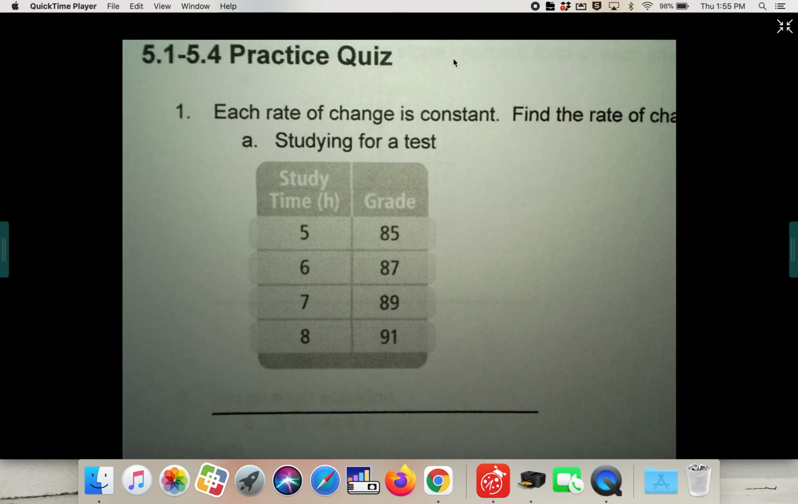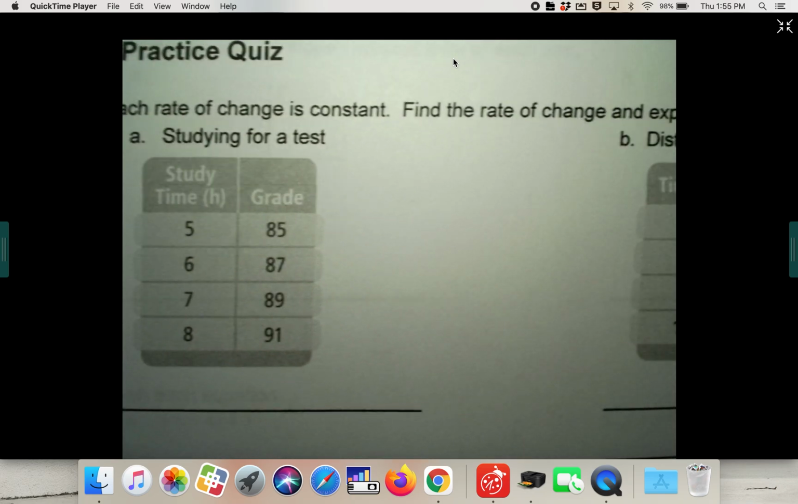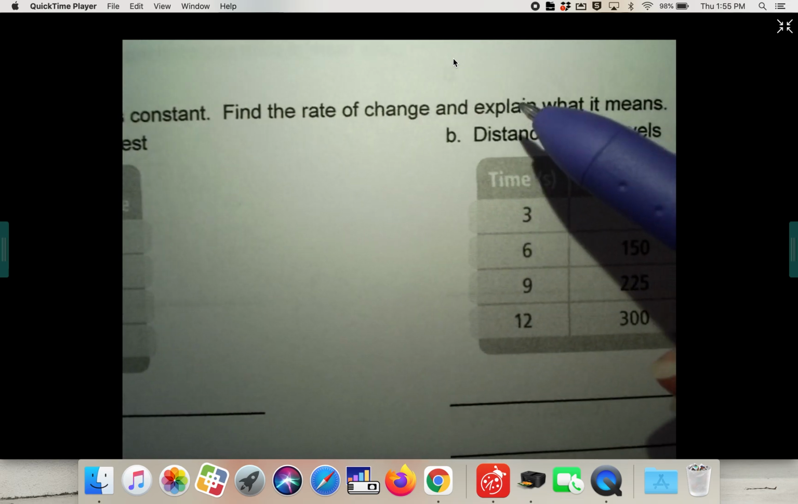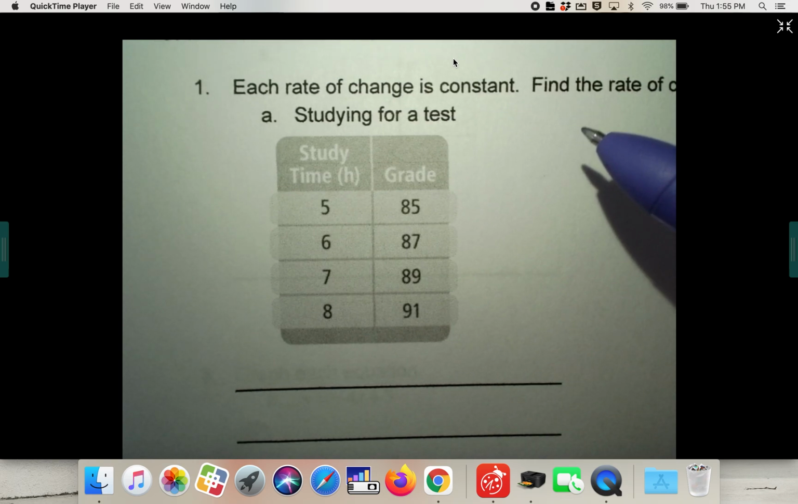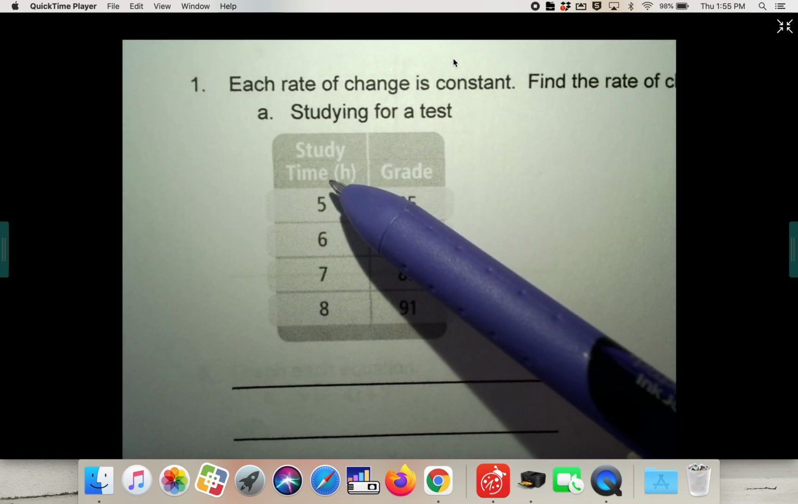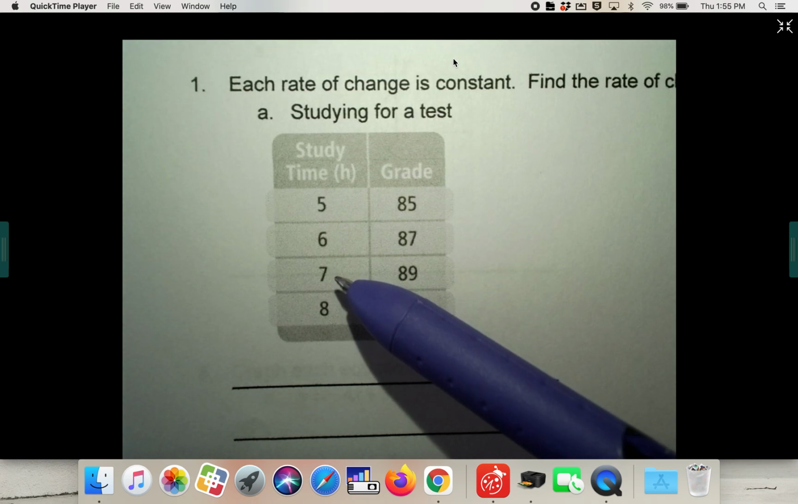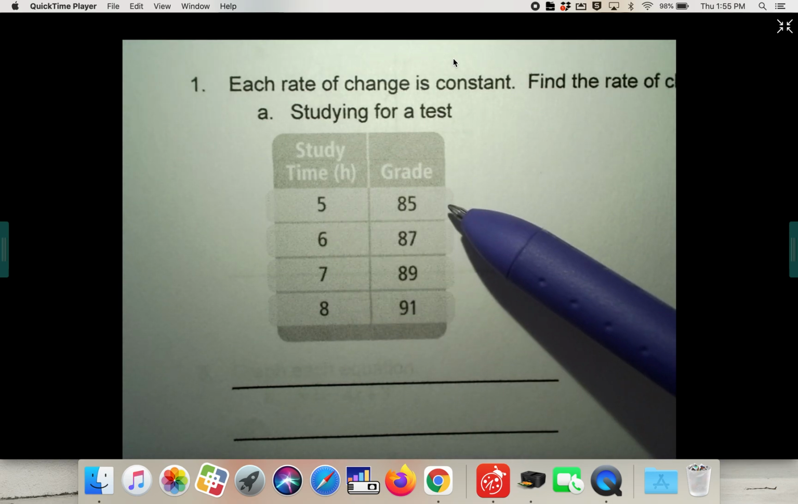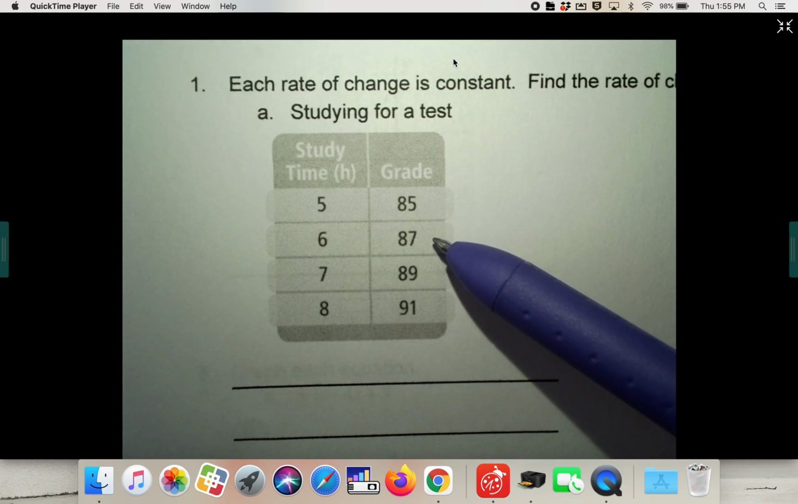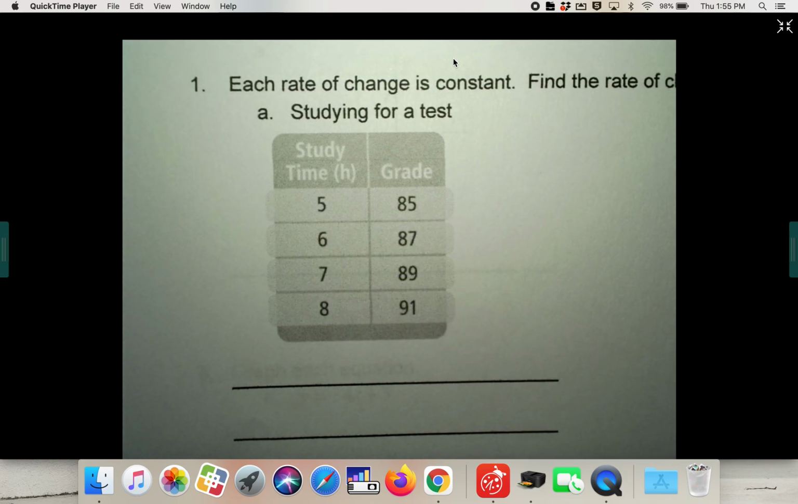Number 1, each rate of change is constant. Find the rate of change and then explain what it means. So this first example is about studying for a test. The time that you're studying is 5 hours, 6 hours, 7 hours, 8 hours, and the grade you got after studying for that amount of time is 85, 6 hours, 87, 7 hours, 89, 8 hours, 91.